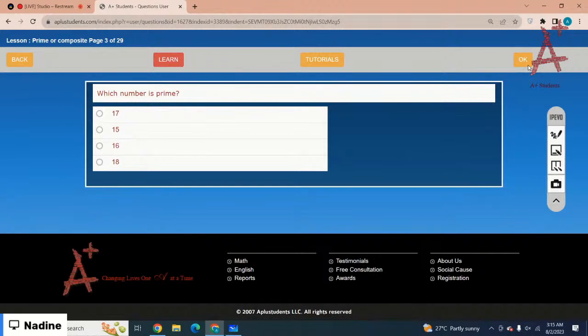Which number is prime? So which is the correct option? If you know the answer, you can please write down the answer in the chat box. Yes, very good. The only prime number here is 17.